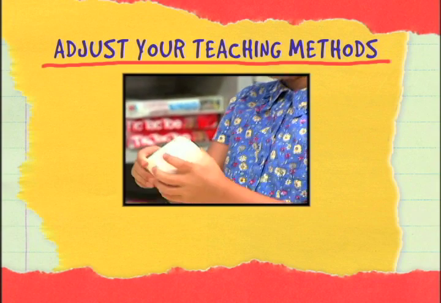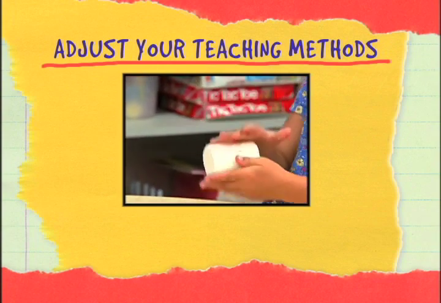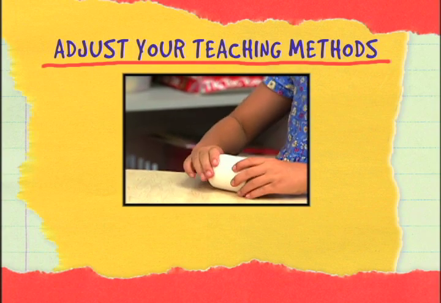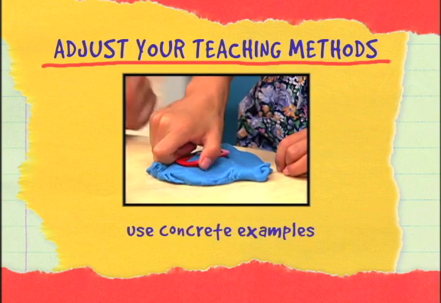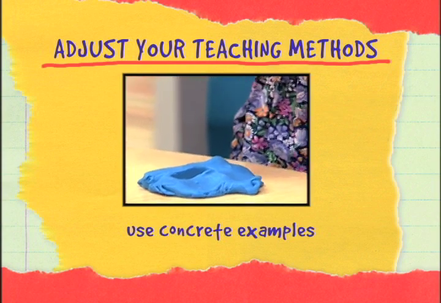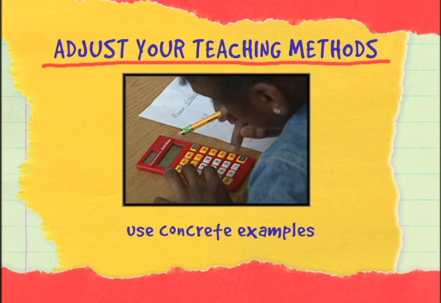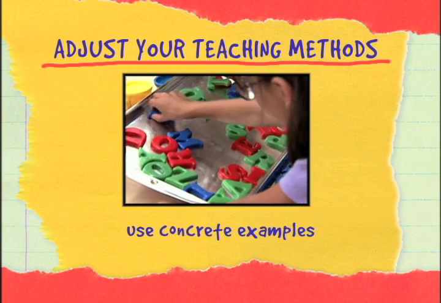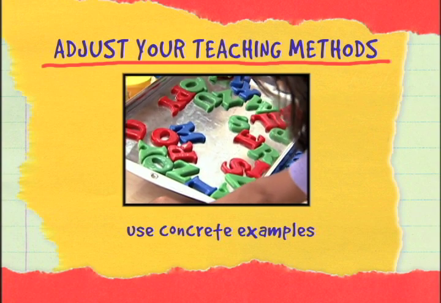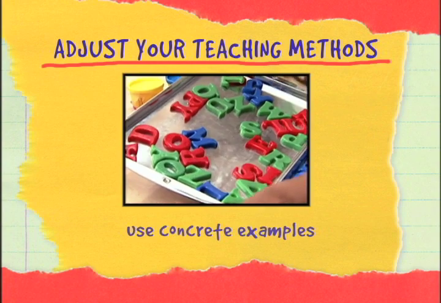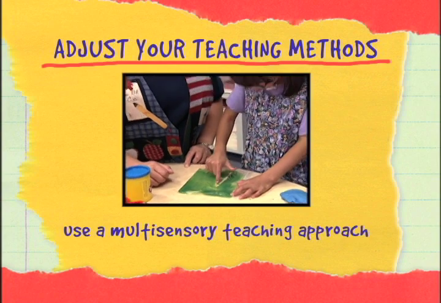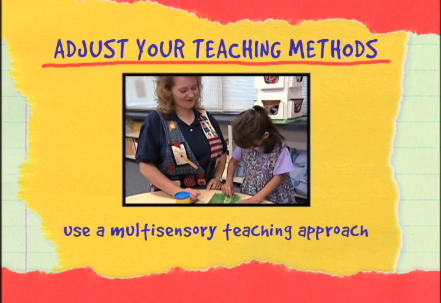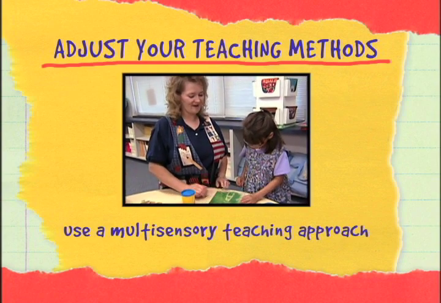There are several ways you can adjust your teaching methods to help a child with FAS learn better. Use concrete examples to make abstract concepts easier. Cubes and/or calculators to teach math, Play-Doh or cookie cutters for the alphabet. Learning needs to be concrete and hands-on. Use a multisensory teaching approach whenever possible. Let the children see, hear, touch, and smell.